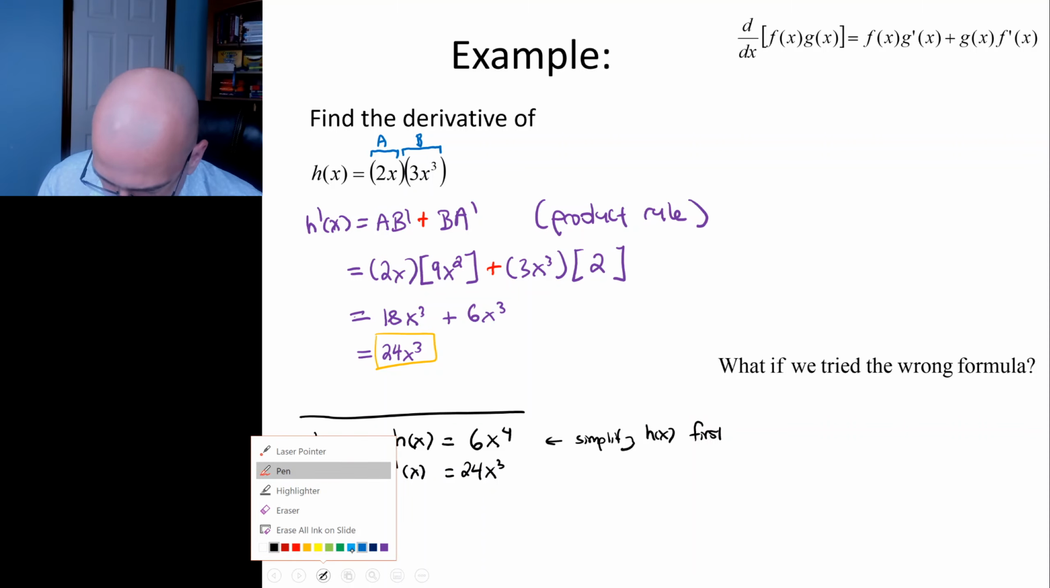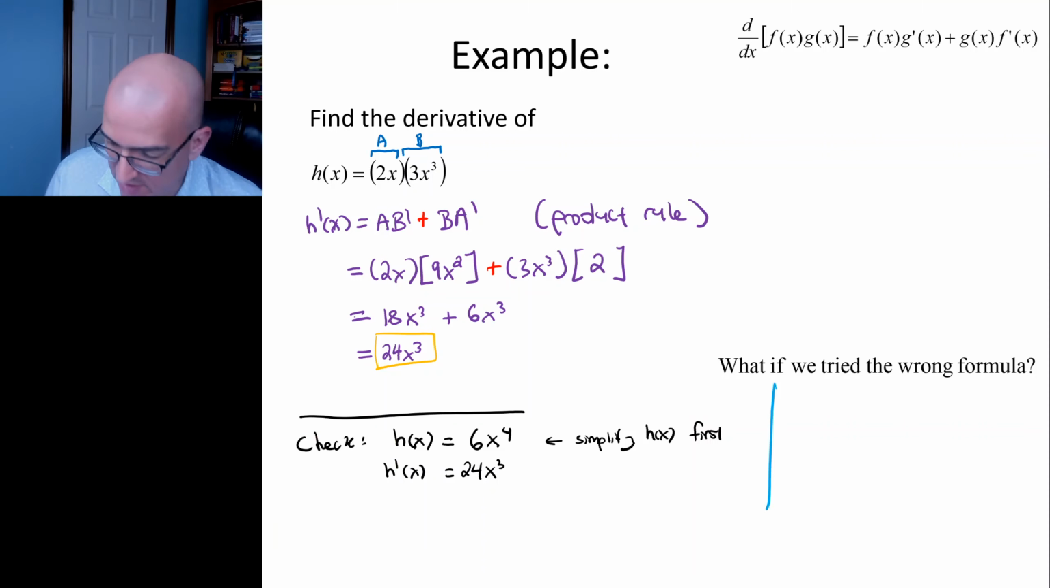Okay, now down below it also mentions what happens if we try the wrong formula. So the wrong formula applies to a prime times b prime. So I'm just going to write it down. I don't want to say h prime is equal to a times b prime because it's not. I'm just going to write a prime times b prime is equal to the derivative of 2x, which is 2.